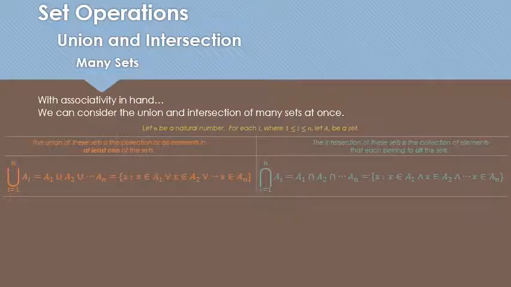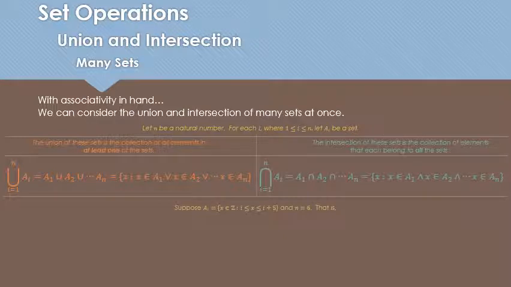Similarly with intersection, we'll use a big cap and we'll take the intersection of the A_i. We could write it with an ellipsis, or we can write it using set builder notation. x is in A1 and x is in A2 and so forth. x is in An. So let's look at an example here.